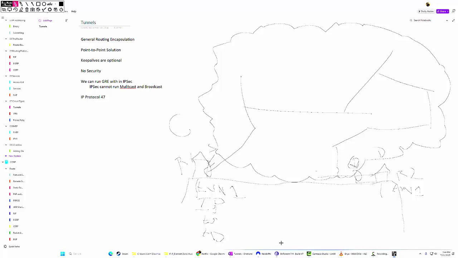Both routers are going to have the same configuration, except the tunnel source and destination are going to be the opposite. So on router 2, my tunnel source is going to be this interface. My tunnel destination is going to be this interface.